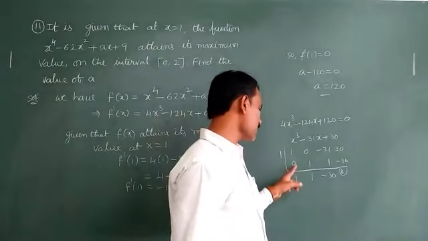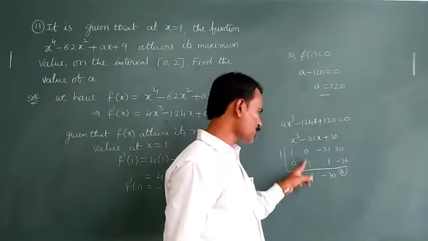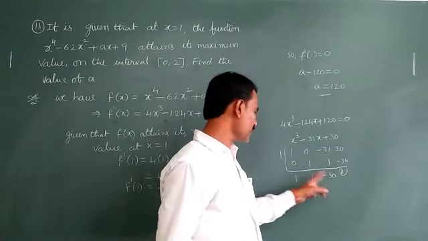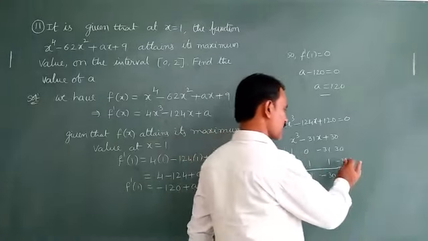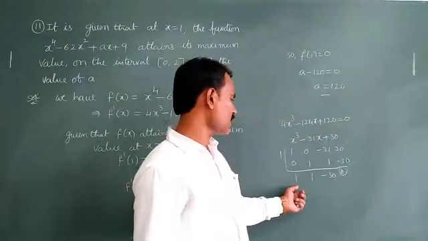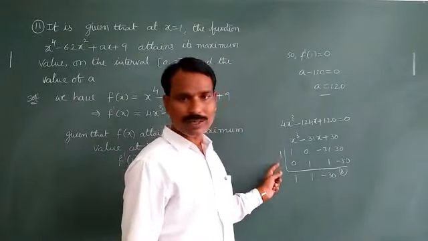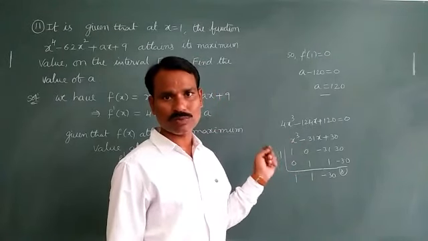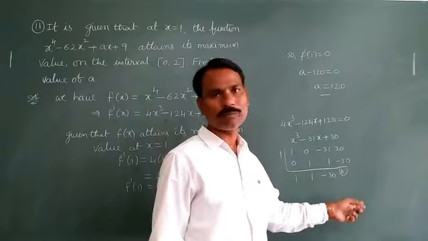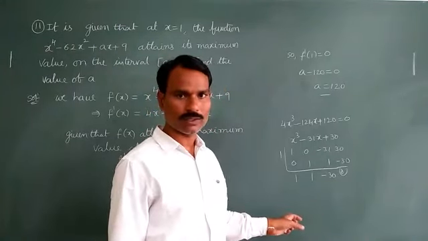So 1 is the root. Bring down 1, 1 ones are 1; 0 plus 1, 1 ones are 1; minus 31 plus 1 is minus 30, minus 30 into 1 is minus 30. By adding, 0 will come. So this gives x square plus x minus 30. Take the factor: 1 is the root for this equation, so x minus 1 into x square plus x minus 30 will come. Again we go on to calculate the roots for that. That is the next concept.